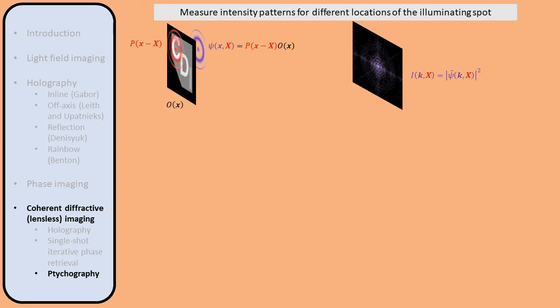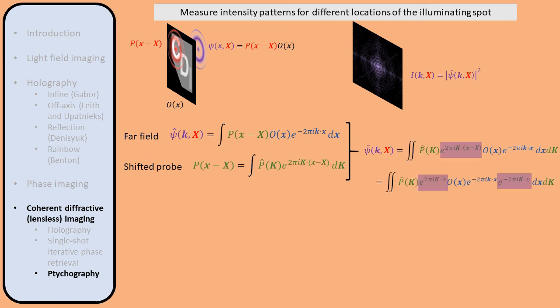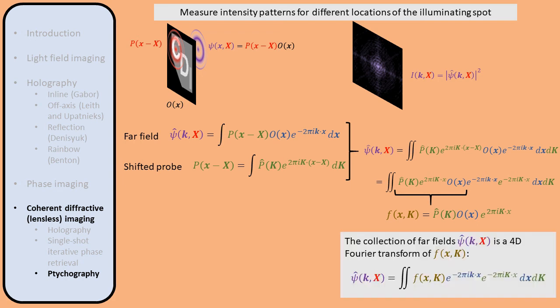This method works as follows. The far field is given by the Fourier transform of the exit wave, which is the shifted probe multiplied by the object. We can write the shifted probe as a plane wave expansion, so as the inverse Fourier transform of its Fourier transform, evaluated in the shifted coordinates. Now we substitute the expression for the shifted probe in the expression for the far field. We can write out the complex exponential and define the function f as the Fourier transform of the probe times the object times a complex exponential. With this definition, we find that the set of all far fields is the four-dimensional Fourier transform of f.